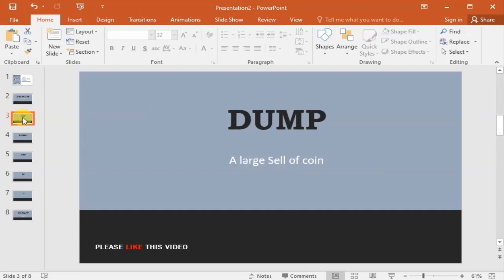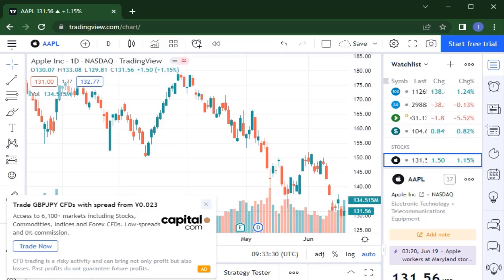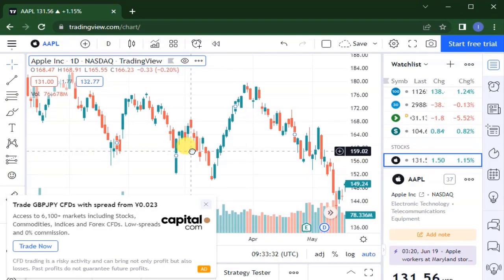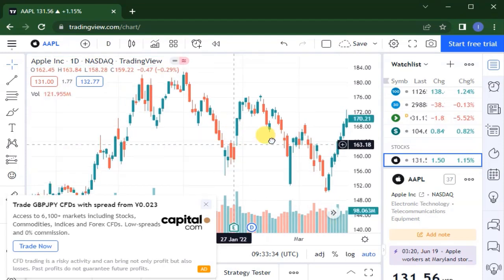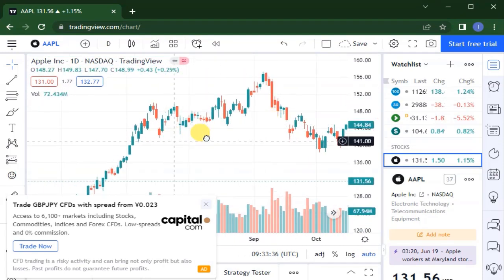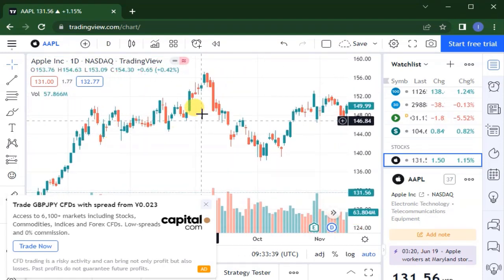The second terminology that I'll be talking about in this video is dump, and this is a large sale of a coin or of a currency. Dump is when the market falls very large and very fast. That's what traders mean by dump. And I'll also show you that on the market as well. Let's say a very quick sell, and the market sells very straight, something like this.